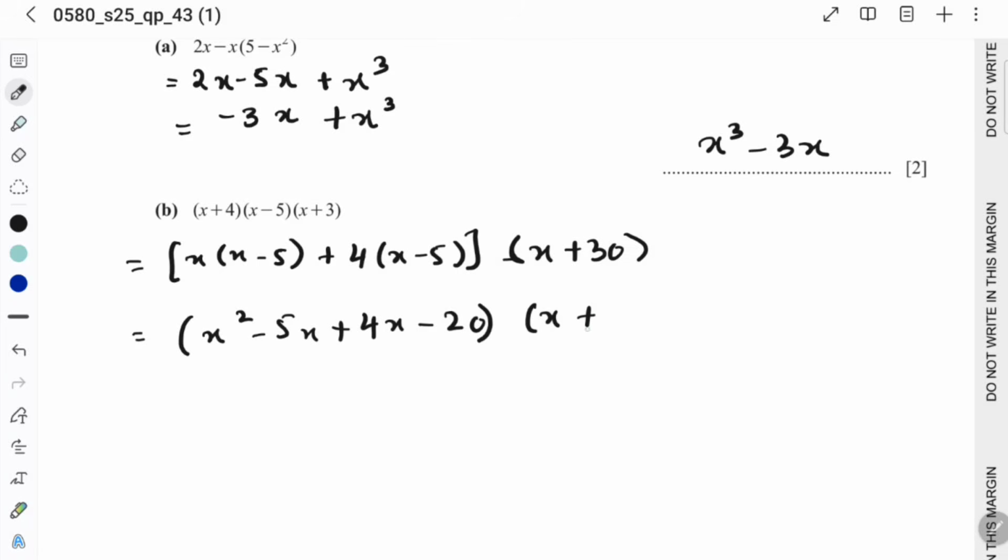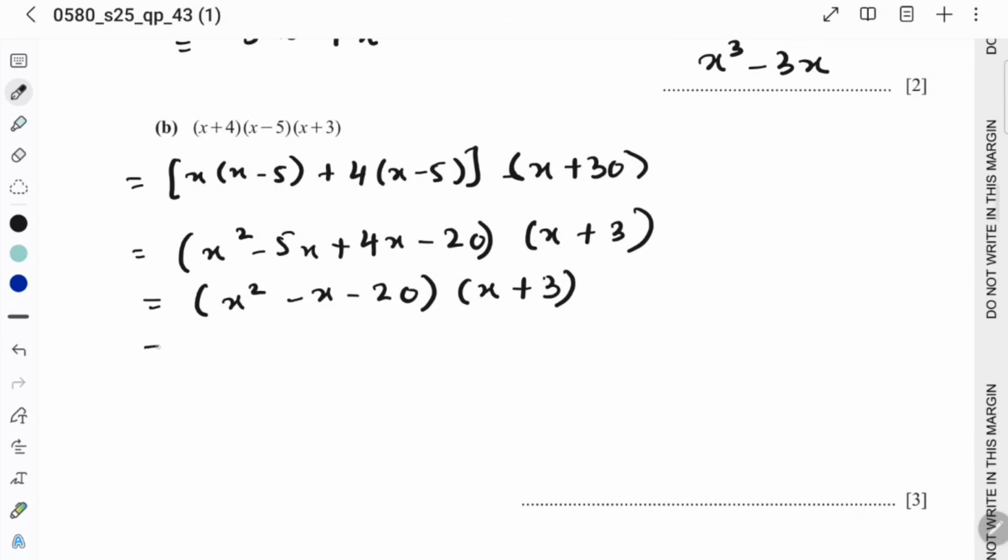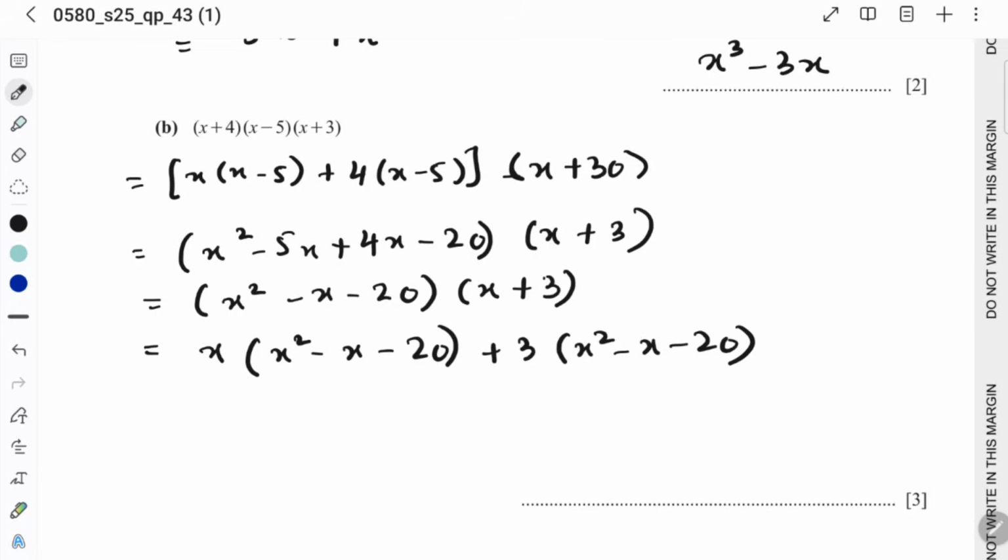I think you all know how to expand. Now simplify this: x square, minus 5x plus 4x will become just 1x but negative because 5 is the greater digit. Then x plus 3. Now start multiplying: x times x square minus x minus 20, plus 3 times x square minus x minus 20, and now it will become x cube minus x square minus 20x plus 3x square minus 3x minus 60.